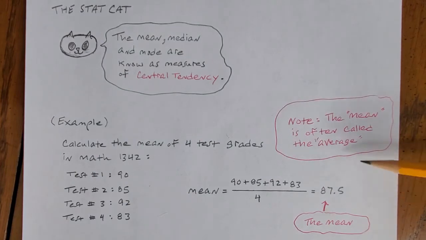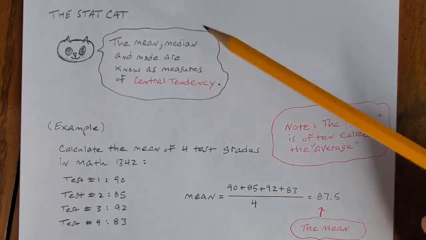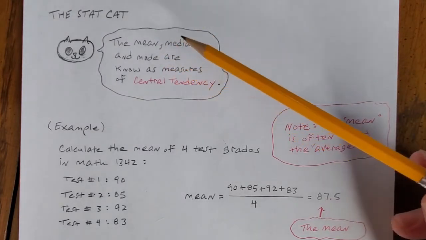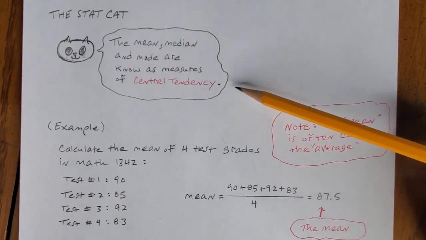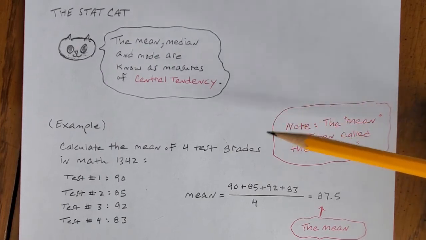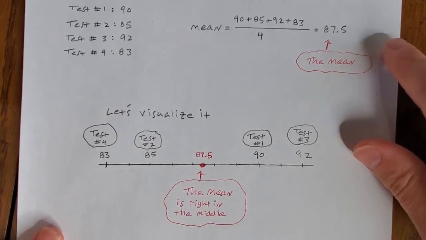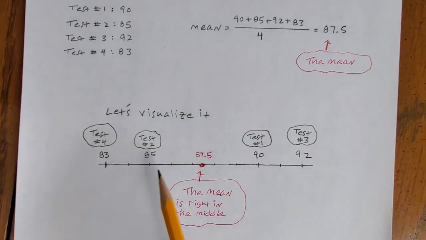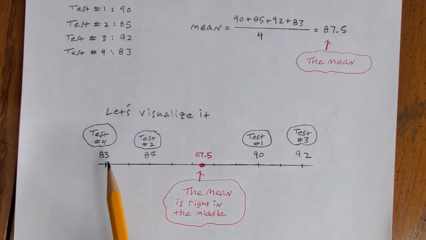Now let's go back to what the stat cat said in the beginning. The mean, median, and mode. Okay, right now we're talking about the mean though, but they are all measures of central tendency. So what does that mean? I think it's best explained visually. So what I did here is I drew a scale so that we can visualize all the numbers. Okay, so my scale here, I made it with a ruler, the marks are nice and even, and so on and so forth. So let's visualize it.